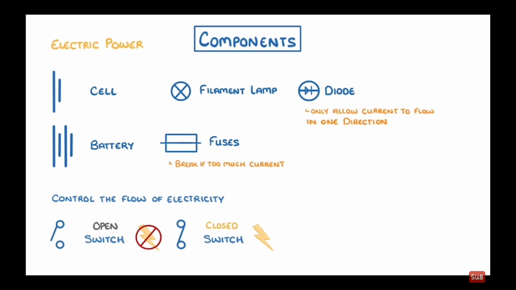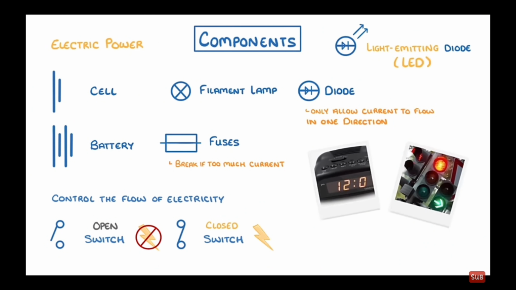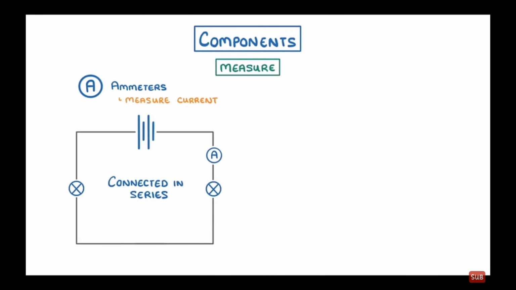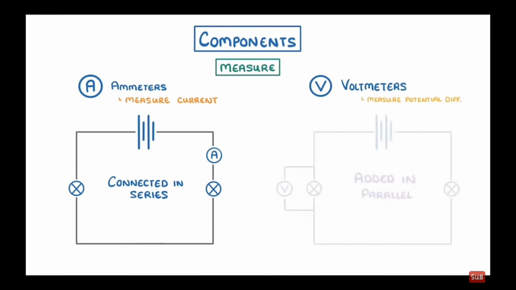A special type of diode is the light-emitting diode, or LED, which emits light when current flows through in the forward direction. These are the ones you see in things like alarm clocks, traffic lights, and new LED bulbs. To measure things in our circuit, we have ammeters, which measure current and are connected in series, and voltmeters, which measure potential difference and are added in parallel.